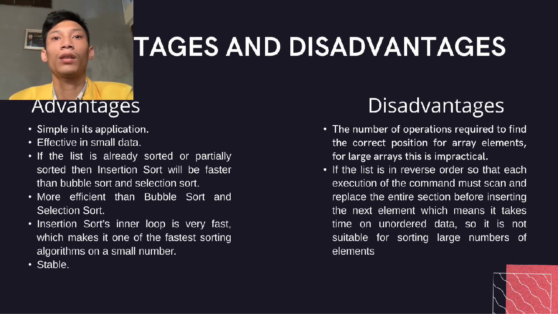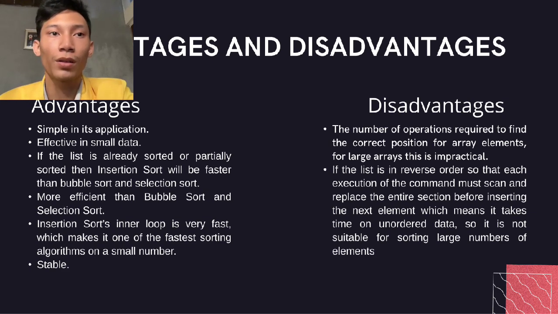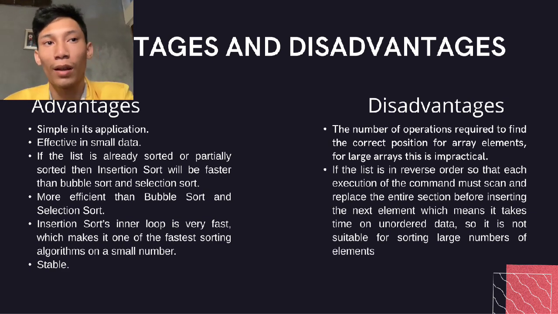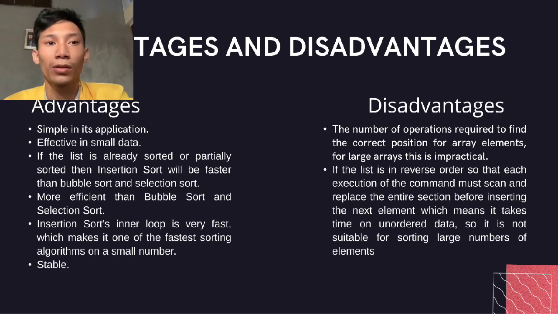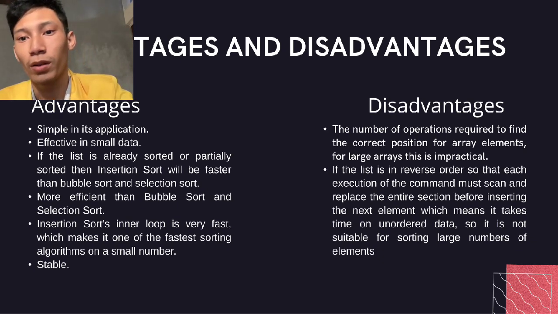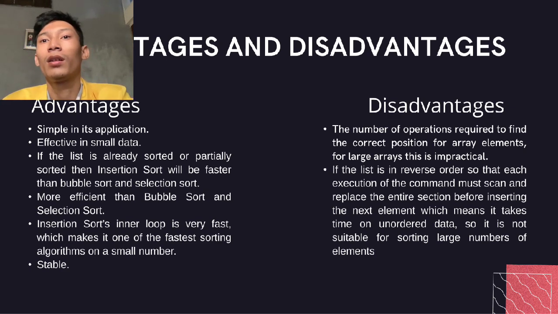And then advantages and disadvantages. The advantage of insertion sort is that it is simple in its application and effective on small data. If the list is already sorted or partially sorted, then insertion sort will be faster than bubble sort and selection sort, and more efficient than both. Insertion sort's inner loop is very fast, which makes it one of the fastest sorting algorithms on a small number of elements. And it is also stable.